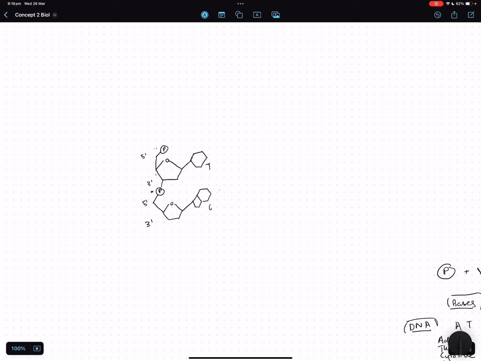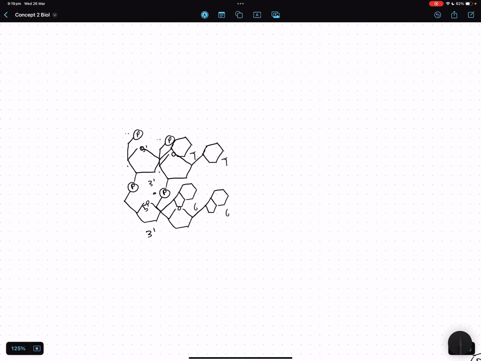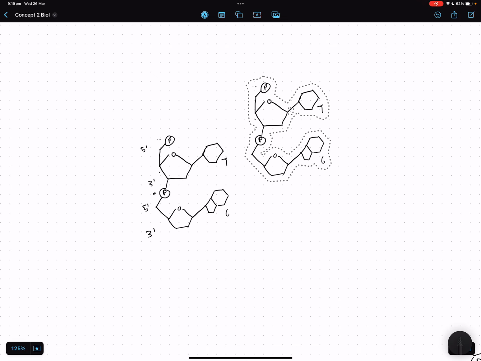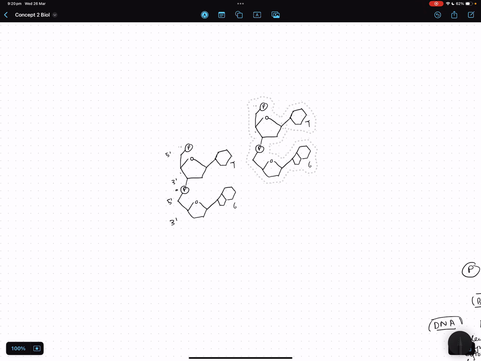So this will form little hydrogen bonds with another structure that looks exactly the same, but in reverse, like upside down. Thank goodness I drew it the first time, so I don't have to redraw it. But let's just say, if I copy this, paste. Can I rotate? No, it doesn't appear I can rotate.